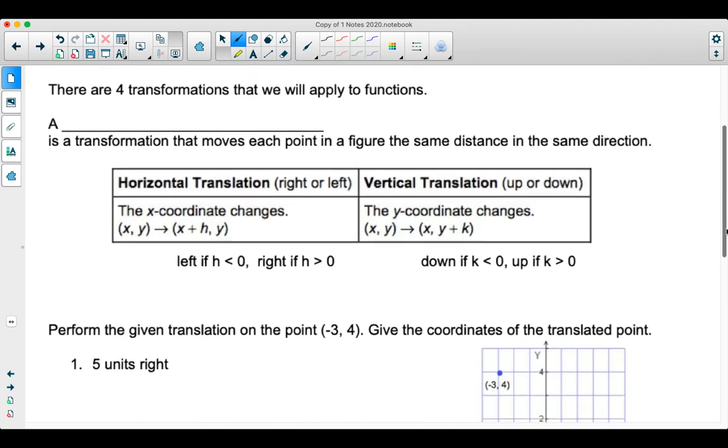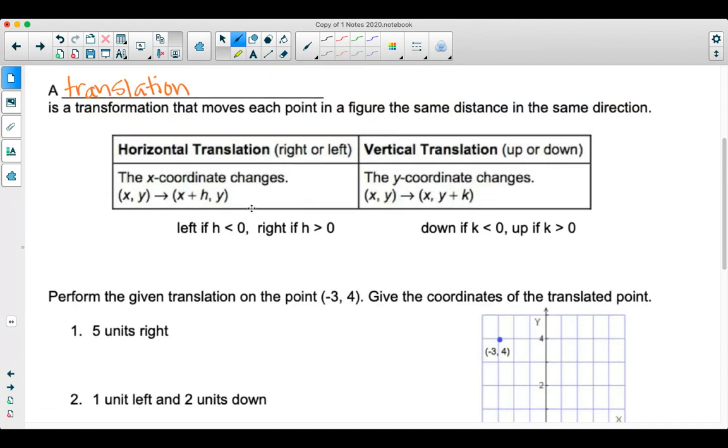So first, let's look at our first type of transformation, and that is going to be called a translation. Translations occur when a point or a figure moves the same distance in the same direction. So again, this can be applied to just a single point or all of the points in a single figure.